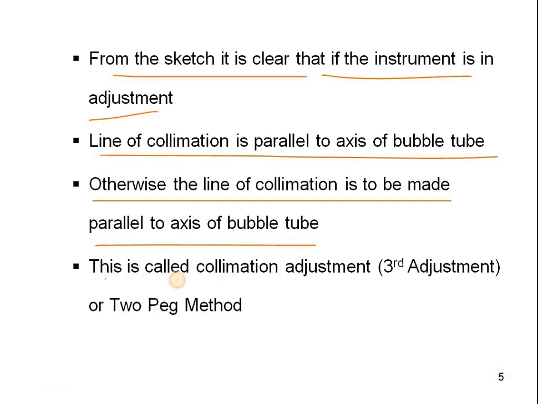This is called collimation adjustment or third adjustment or two peg method. Adjusting the line of collimation of the diaphragm to be parallel to the bubble tube, that we will call the third adjustment or two peg method.